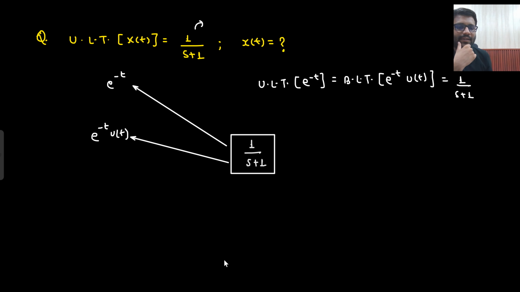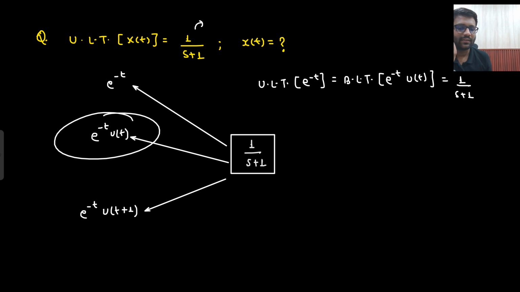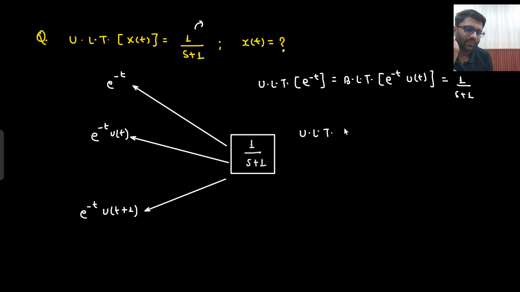Are these only two possible? No. Or it could be coming from e to the power minus t u of t plus 1 as well. Why is that so? This you already know, right? E to the power minus t ut will have a unilateral Laplace transform of 1 upon s plus 1. What will be the unilateral Laplace transform of e to the power minus t u of t plus 1?